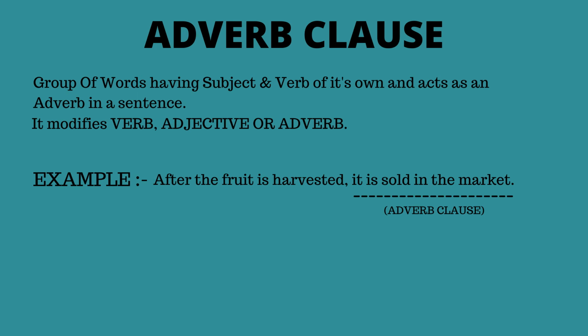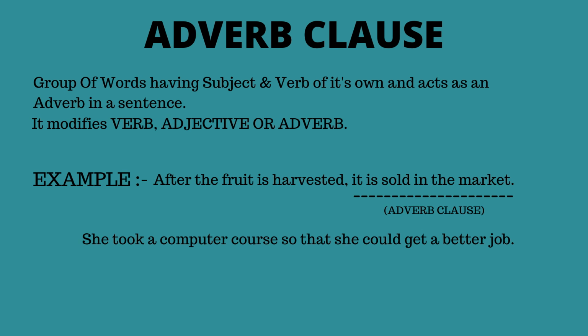The second example is: she took a computer course so that she could get a better job. So that she could get a better job is an adverb clause here, and it expresses the purpose and an assurance. If she takes a computer course, she will get a better job. So that's what it means.